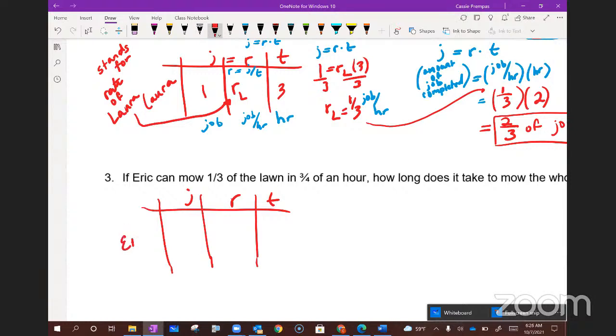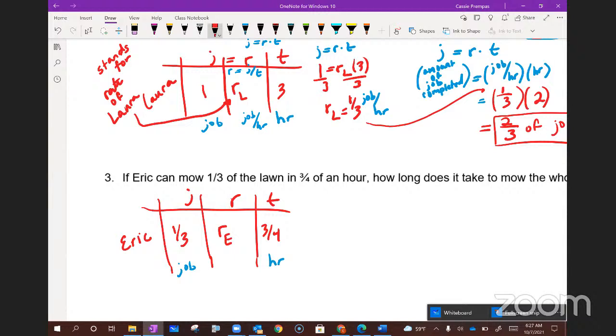And I'm looking at Eric. And I know that he can mow 1/3 of the lawn. So the amount of the job that he can do is 1/3 in 3/4 of an hour. So the amount of time is 3/4. And again, I can say that this is the amount of the job. This is the time, and we're looking at in hours. So now they did not give me the rate of Eric. So I'm going to want to find what is the rate of Eric.